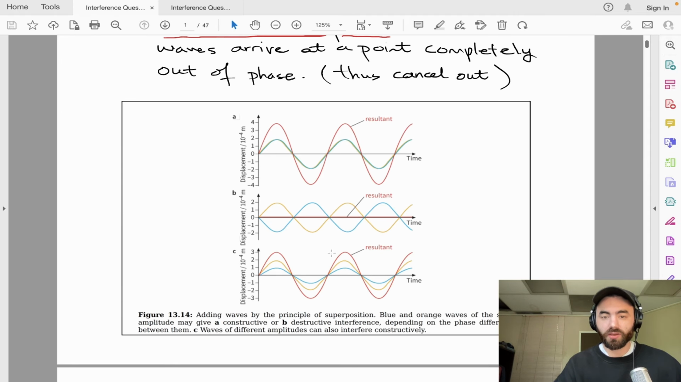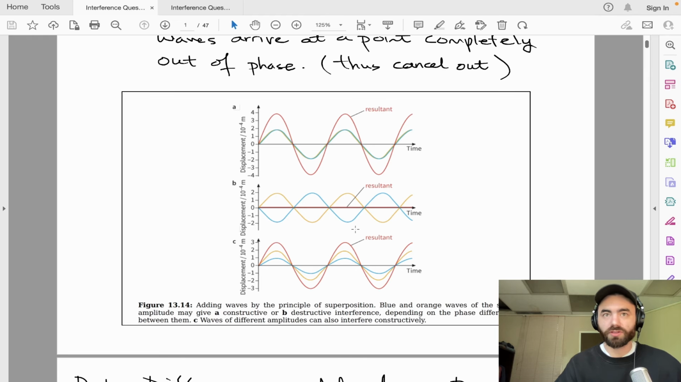You have a diagram here which can show you that. See, this red line is the resultant of these two waves interfering. So this one, B, would be destructive interference, and this would be constructive interference, because the waves are adding up here and canceling out here. That's important because when we're looking at interference patterns, we'll have maximum amplitude when two waves interfere constructively, and when there's no light or no resultant displacement, that's destructive interference.